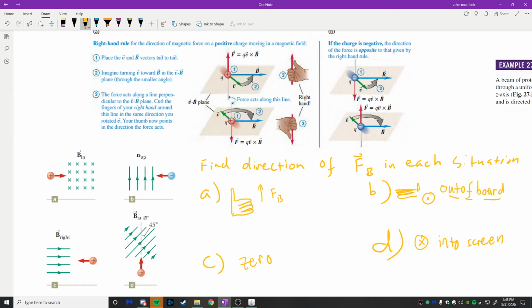That's it. That's the right-hand rule. You may or may not have learned this in Physics 1A. I know I talked about it in Physics 1A, but that's where you learn about the cross product. And anyway, so that's pretty much all there is to it.